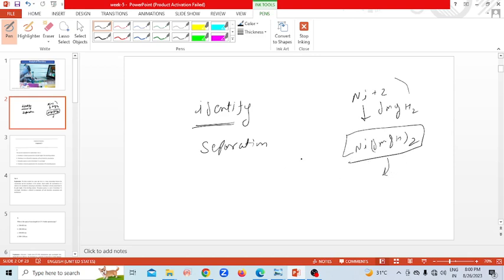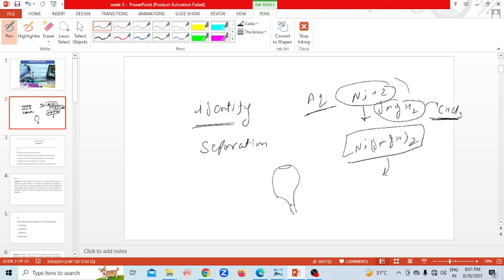So what you can do, suppose this nickel ion is present in your aqueous medium. Then you dissolve dimethylglyoxime in CHCl3, which is nothing but an organic solvent, chloroform. When you mix these two, chloroform will not dissolve in the aqueous layer, so it will make a separate layer. Suppose I am drawing a separating funnel.